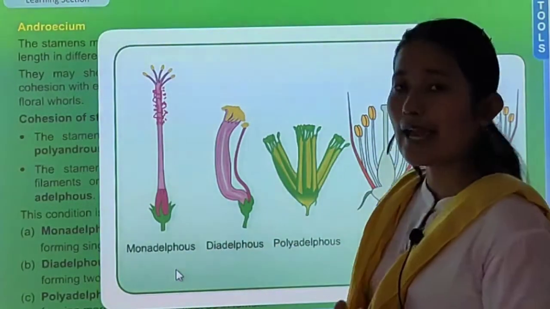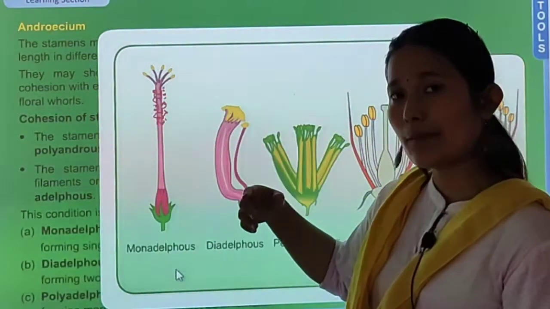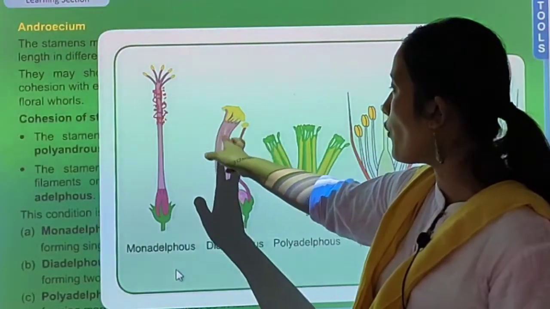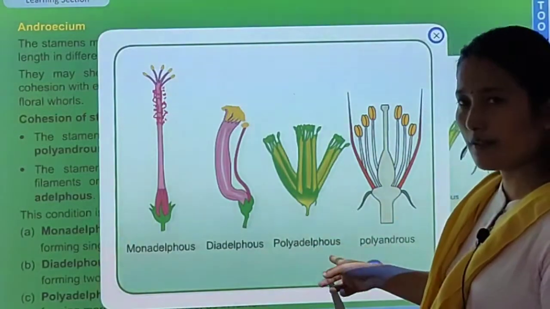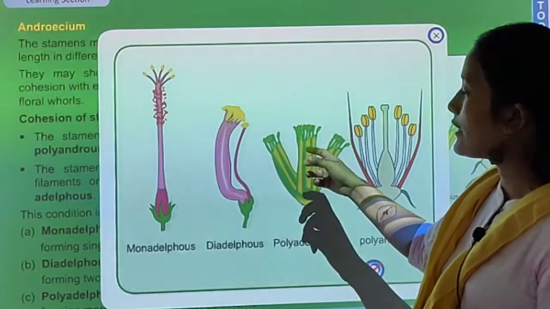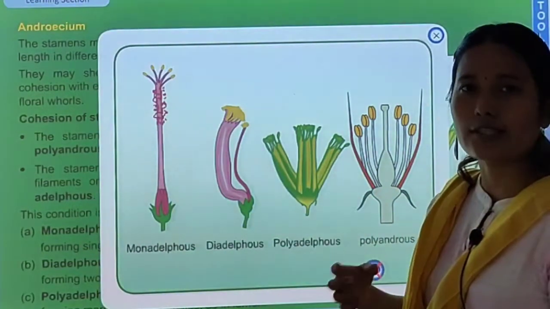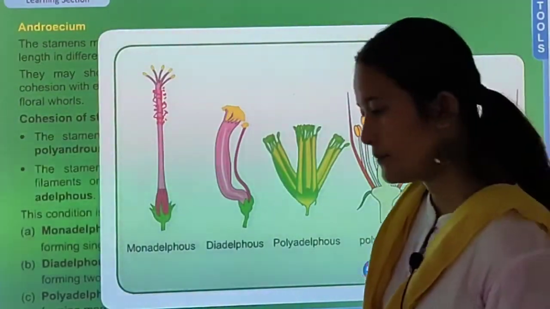In case of didelphous, you have two bunches. Let us take the example of pea. In case of pea, nine stamens form one bunch and one of them is free. In case of polydelphous, what will you see? All the stamens form more than two bunches. Several groups of stamens are formed.